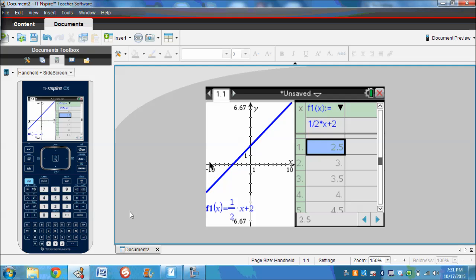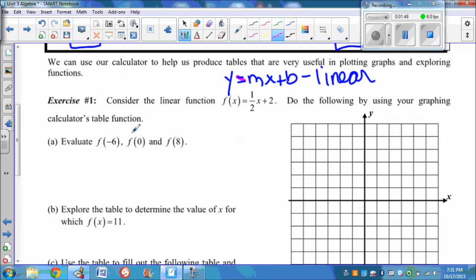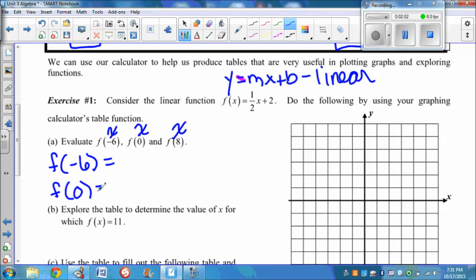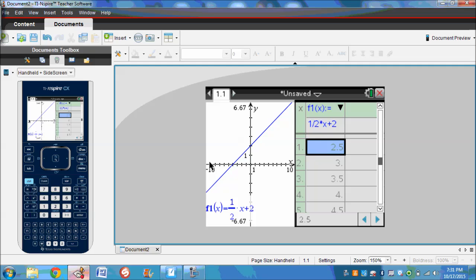And it's asking us to evaluate at f of -6, f of 0, and f of 8. So those three are the inputs that we're going to have to look at on the table. Remember, those inputs are our x's. So we want to know what output is associated with an input of -6, what output is associated with an input of 0, and what output is associated with an x or an input of 8. So 0, -6, and 8. So we're going to have to scroll through the table to see those values.